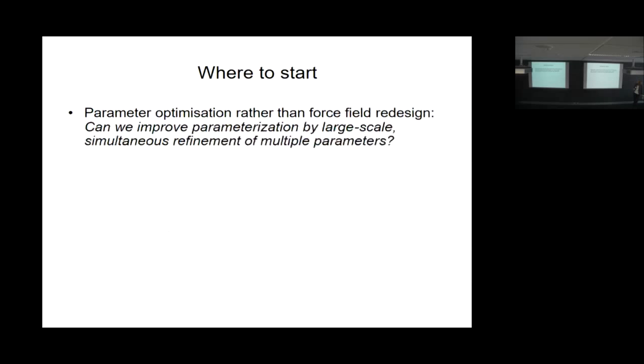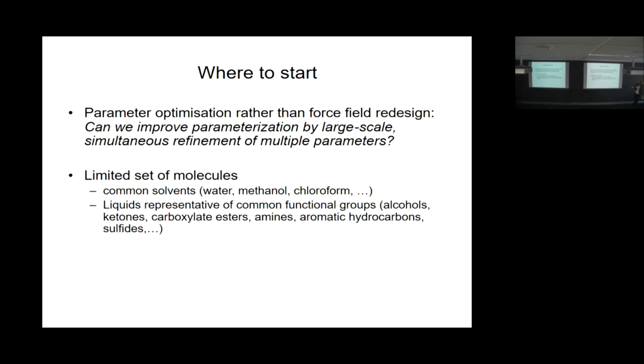So where to start? Rather than trying to redesign the force field, I'd certainly start off with parameter reoptimization, doing that simultaneously across the board rather than in small subsets, as has been done so far. And I think you want to start with a limited set of molecules, so maybe some common solvents, where there's lots of data, lots of examples, and maybe some reasonable guesses at initial parameter sets that we could start from. And again, liquids that represent common functional groups that show up in lots of different molecules.